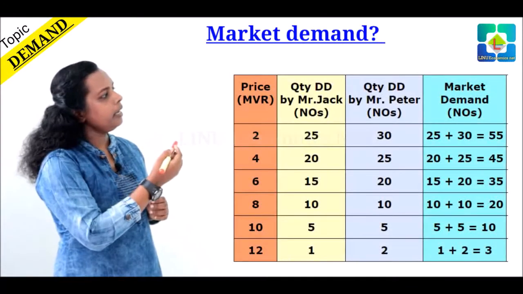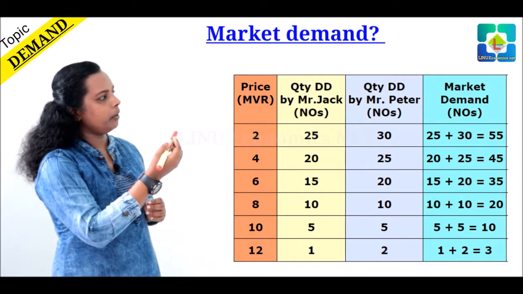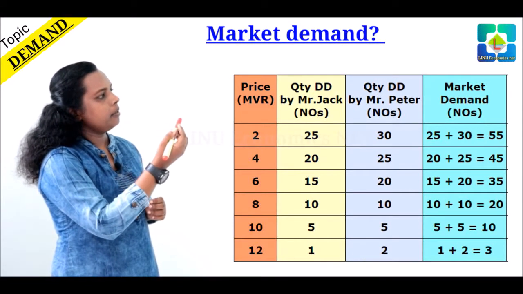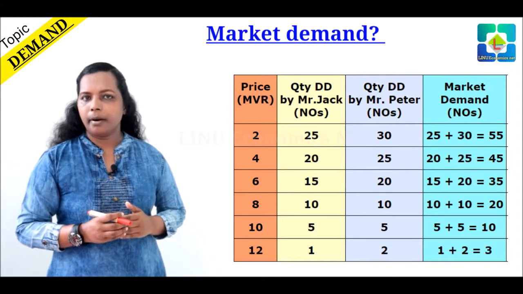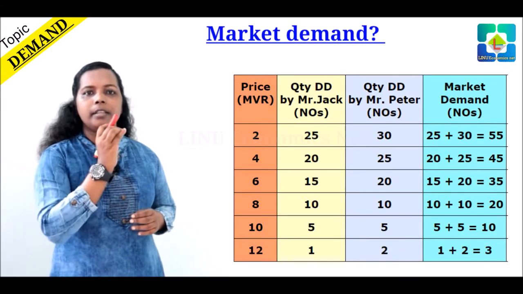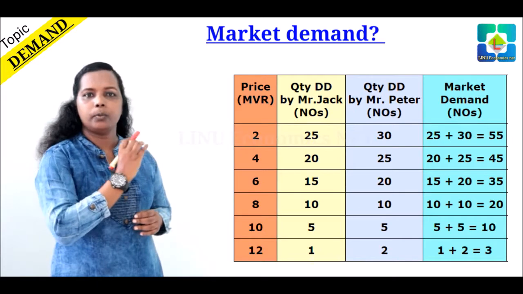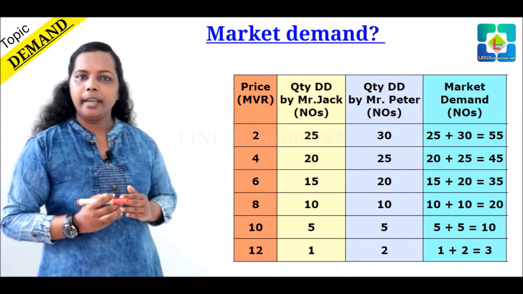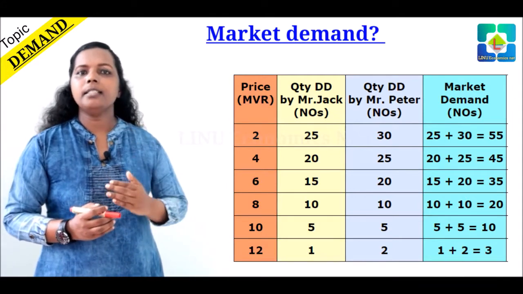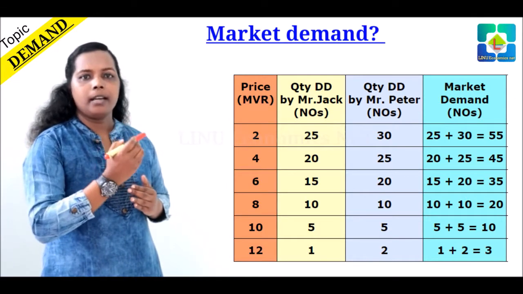Here we are adding up the individual demand of Mr. Jack and Mr. Peter together, and then we will get the market demand of oranges when the price is MVR 2. We can add up all the individual demands together and we will get the market demand at each price.